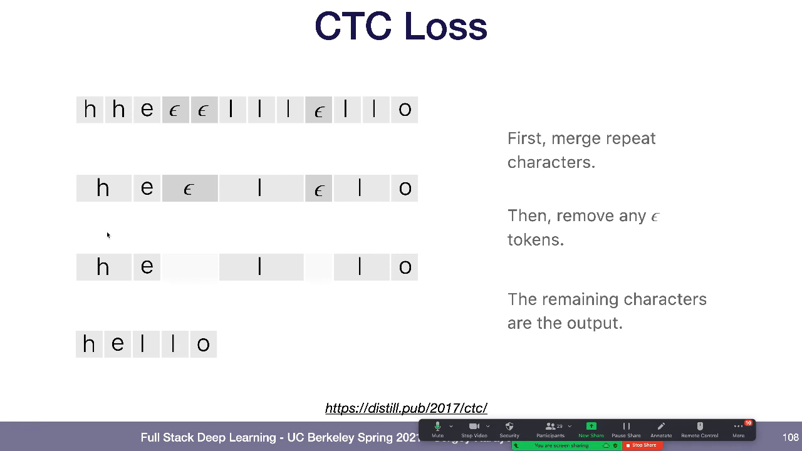The reason that this solves our problem is that if you actually want to output two of the same character in a row, then all the model has to do, instead of outputting those two characters in a row in the raw outputs, is output the character and then epsilon and then the character. And then our merging rules allow us to have those two characters that remain at the end.